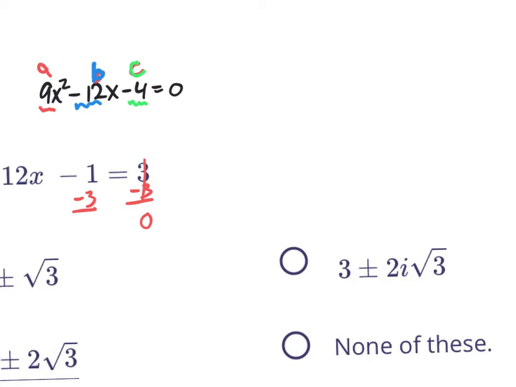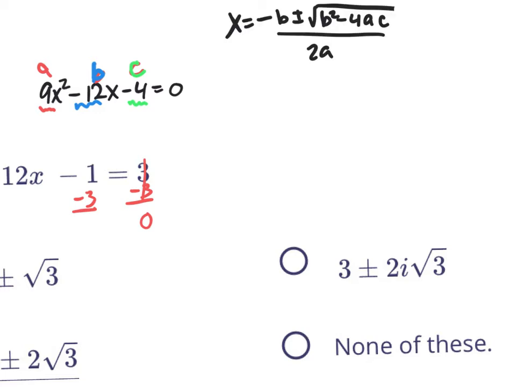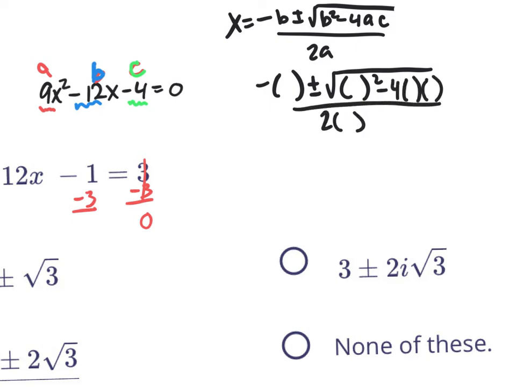Okay, so let's use the quadratic formula. The quadratic formula is x equals negative b plus or minus square root of b squared minus 4ac, divided by 2a. And of course, when we use the quadratic formula, it'd be a great idea to rewrite the whole thing, but with parentheses instead of the letters. B squared minus 4 times a times c, all divided by 2 times a. So our b value of negative 12 goes right here and right there. Our a value of 9 goes right here and right there. And our c value of negative 4 goes over here.